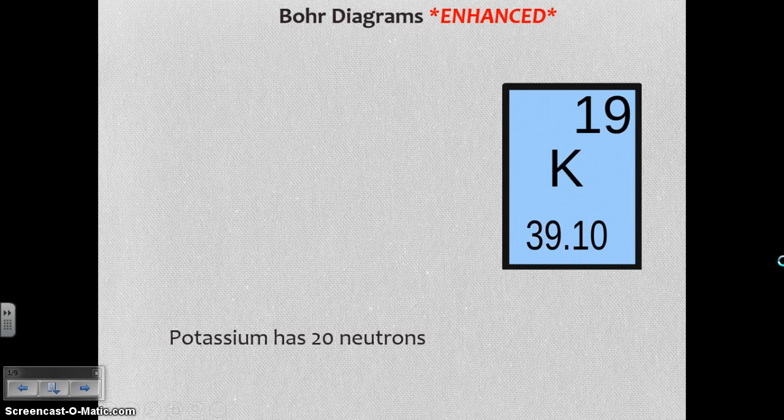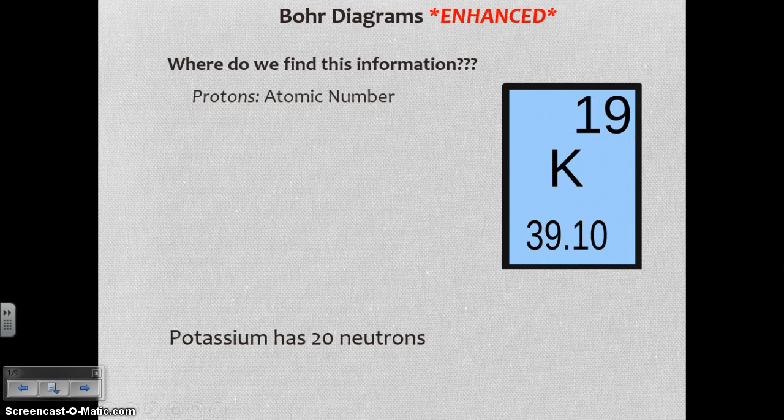Let's find out. So the number of protons that a potassium atom has, well, that's pretty straightforward. We can just look directly at the periodic table and know that the atomic number of potassium is 19, and that just means that it has 19 protons.